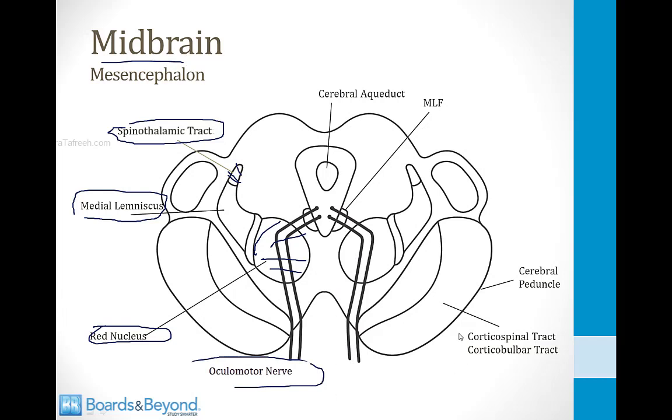Over here on the bottom right is the cerebral peduncle. So the cerebral peduncle carries motor fibers. So you've got the corticospinal and corticobulbar tracts here. Damage to this area will cause upper motor neuron paralysis of the face and lower extremities.